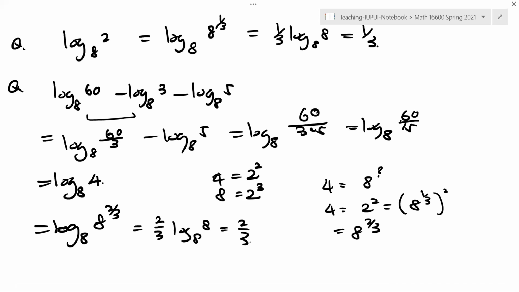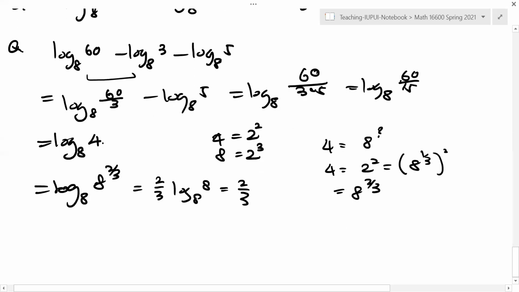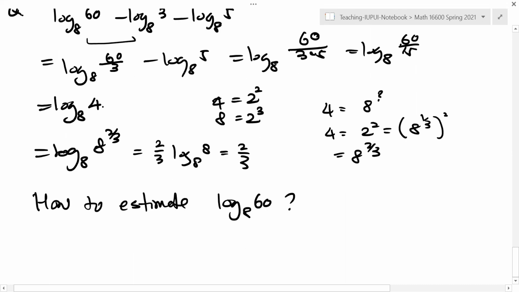But now, on the calculator, right, you probably don't see the button log with base 8. Okay, how to estimate? The question is how to estimate using the calculator, right? Now, the calculator can be designed that way. You can enter two numbers, 60 and 8, log. Some calculators do have this function. But some calculators only have the natural log.